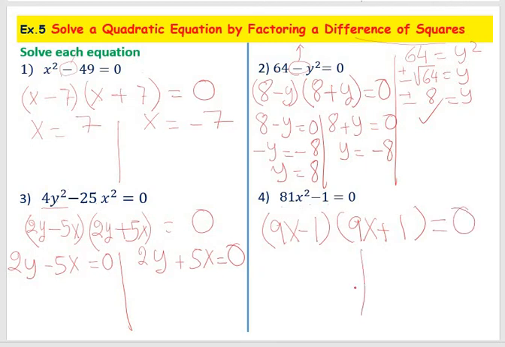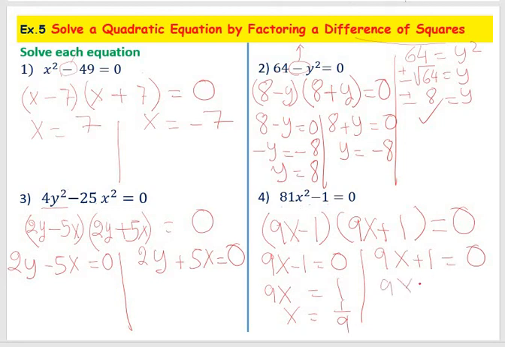Then I have two answers. 9x minus 1 is equal to 0, or 9x plus 1 is equal to 0. So here, 9x is equal to 1, and x is equal to 1 over 9, 1/9. And here, I have 9x is equal to -1, or x is equal to -1 over 9.